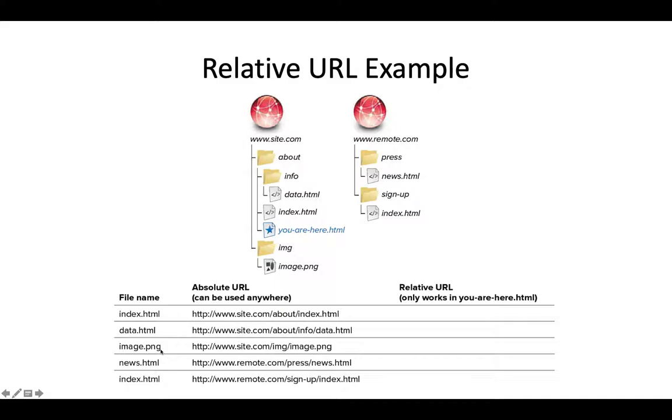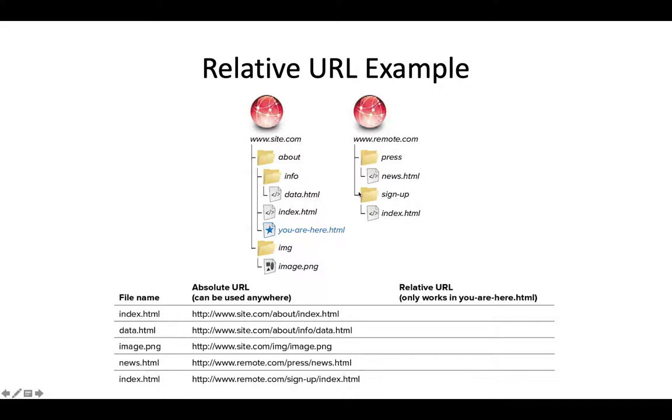I'm going to skip the image, but for example, the next one is called news.html, which is actually on a different website. So the URL will become not site.com anymore, but remote.com, then press, which is the directory, and then news.html. And similarly, that's a different index.html for this website.